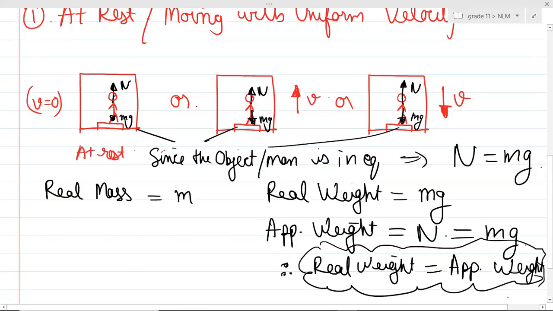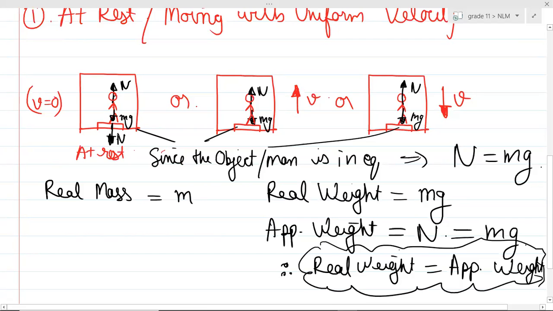The apparent weight is basically the force which this object feels on it, or what he measures, what he applies on the machine. That is the apparent weight of this guy on the machine. It is not the lift's whole weight. It is the apparent weight of this guy on this machine.